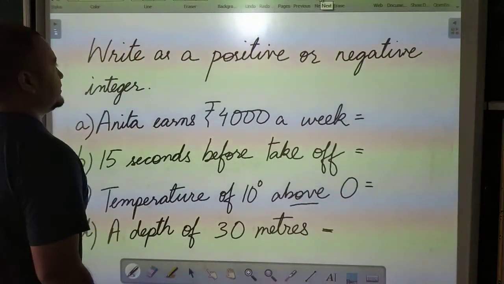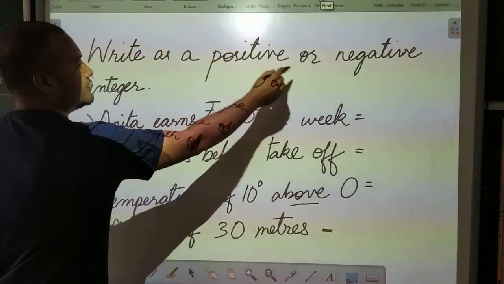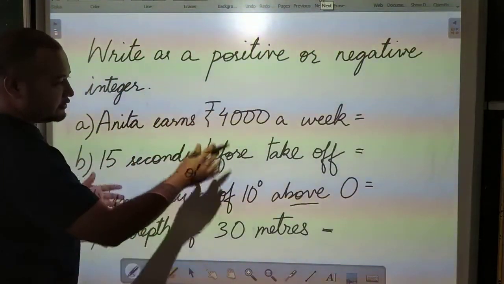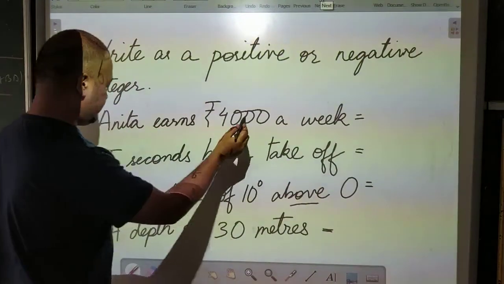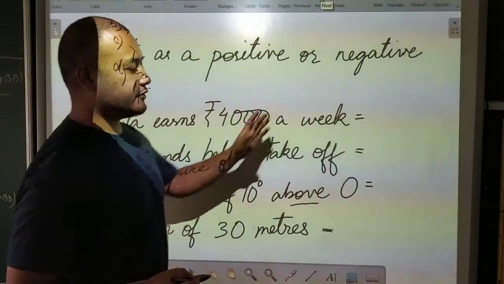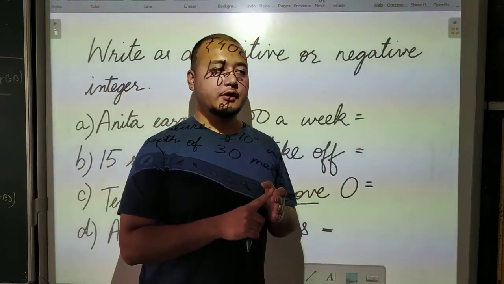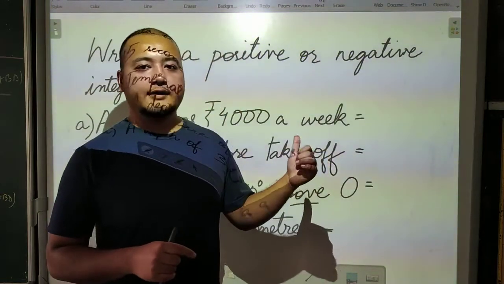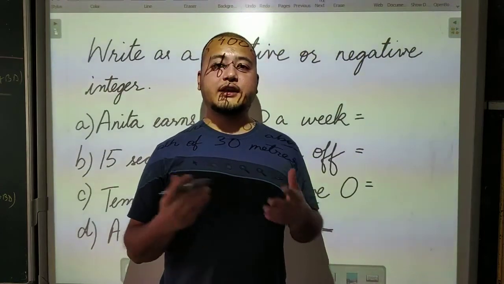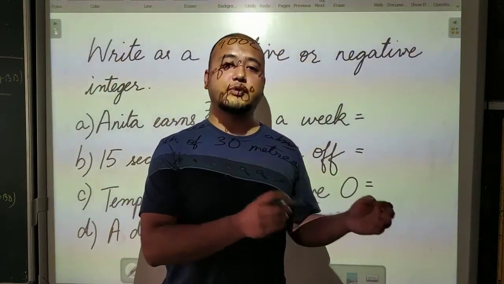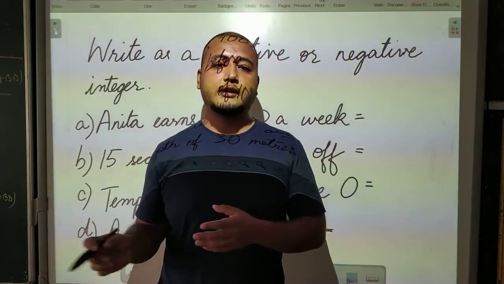Next, write as a positive or negative integer. So there are some statements given here, and these numbers that you see here, you have to write them as positive numbers or negative numbers. So you have to read the question, and there will be certain words which will tell you whether the value should be positive or it should be negative.